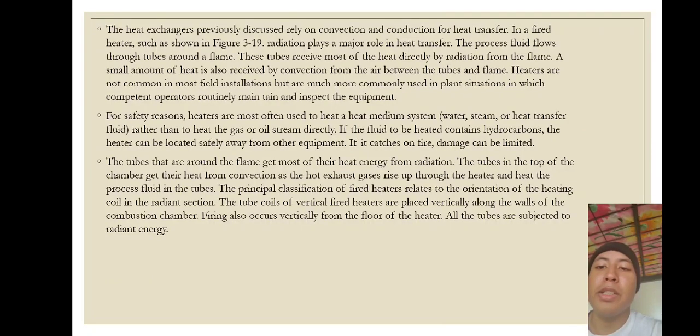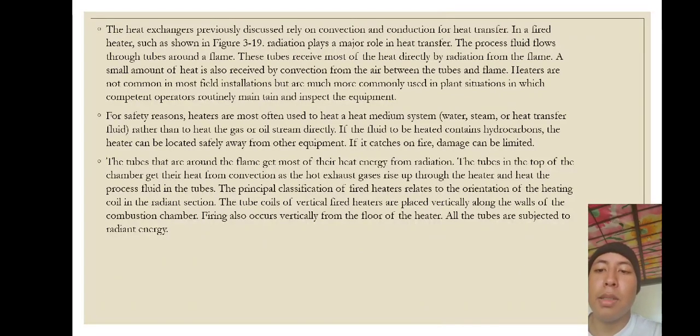The heat exchangers previously discussed rely on convection and conduction for heat transfer. In a fired heater, such as shown in figure 3-19, radiation plays a major role in heat transfer. The process fluid flows through tubes around a flame. These tubes receive most of the heat directly by radiation from the flame. A small amount of heat is also received by convection from the air between the tubes and flame. Heaters are not common in most field installations but are much more commonly used in plant situations in which operators routinely maintain and inspect the equipment.